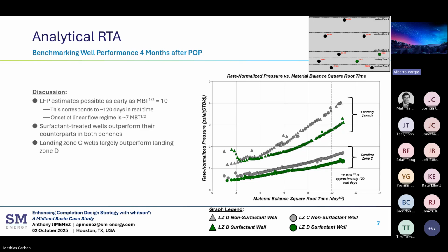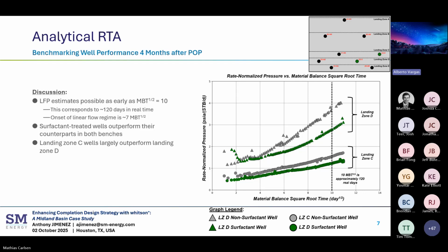So what I'm showing you here is that with only 4 months of data post-pop, you can start to see some very unique characteristics. First being that landing zone D is characteristically different than landing zone C. You see that? We'll look at it later on, but landing zone C here is more productive. Another thing that you should note here is that irrespective of the landing zone, those surfactant-treated wells are more productive than their counterparts. And that's indicative of the green dots and both of these being below the gray dots.